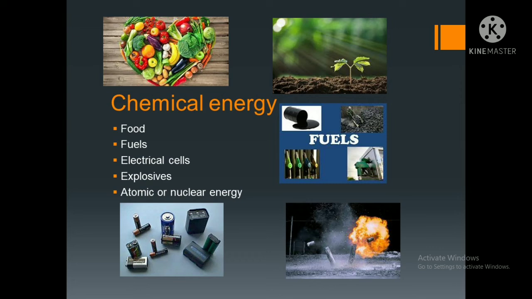Then fuels are also one type of energy. Then electrical cells are also a stored energy. We can store the energy and use it in any appliance or other things. Explosives also, okay, can you see that bomb? Boom, isn't it? So these are like explosives. Then atomic or nuclear energy also, these all are stored energy. These are the chemical energy. This chemical energy is in our body, in our fuels, in our batteries, in the plants, in the explosives, everything.